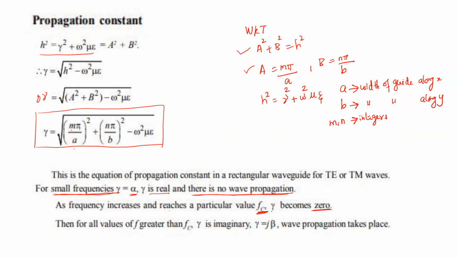For small frequencies, there won't be any wave propagation and gamma is real. Whenever the frequency reaches fc, which is the cutoff frequency, gamma becomes 0. And for all values of f greater than fc, gamma becomes imaginary. That is, gamma becomes equal to j beta. And only after this fc frequency, wave propagation is going to take place. So we'll get different expressions for the same propagation constant gamma based on whether it is very small, or it is equal to 0, or it is greater than the cutoff frequency fc.